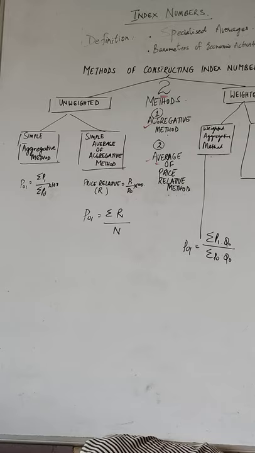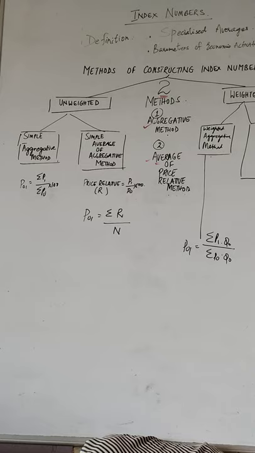So a few questions come into my mind. Can you tell me what an index number is? It's a specialized average designed to measure the net change in a group of related variables over a period of time. Whenever you're measuring a change, it has to be at two points, one earlier and one present. So you can put it over a period of time.